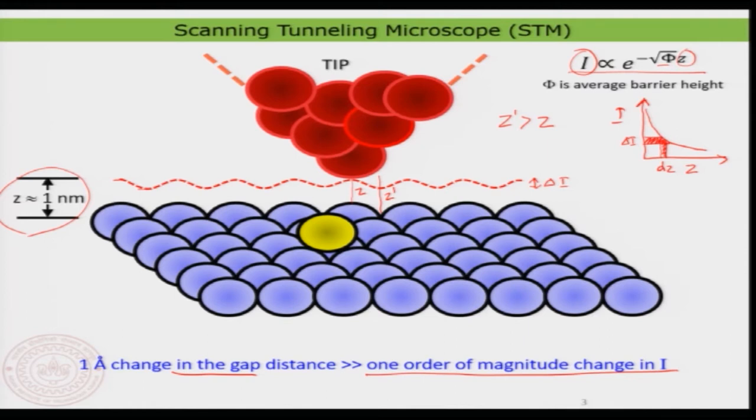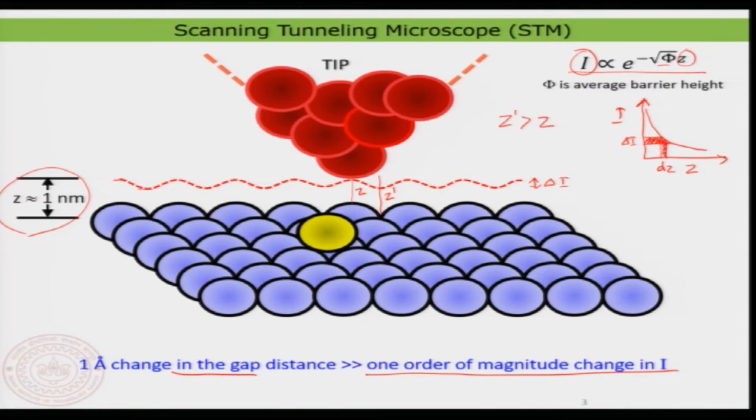Yeah, this is nice. What you see in the current line profile is that there is a nice profile that you have created, which exactly replicates the atomic lattice. That means you have resolved the atoms. This is exactly the principle by which the STM works. Now you can do the scanning.